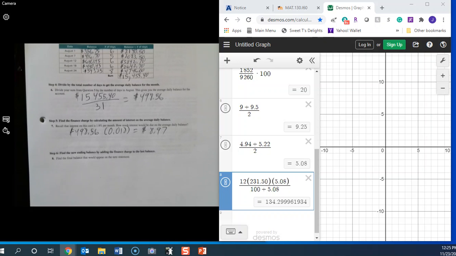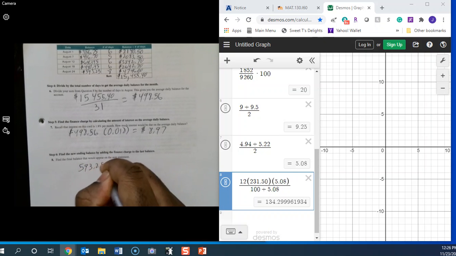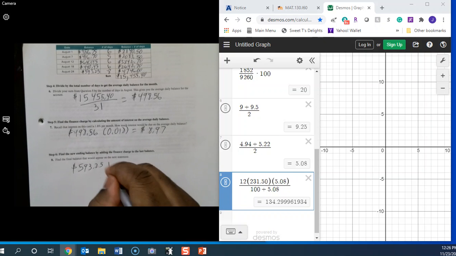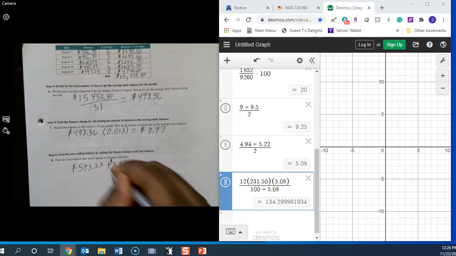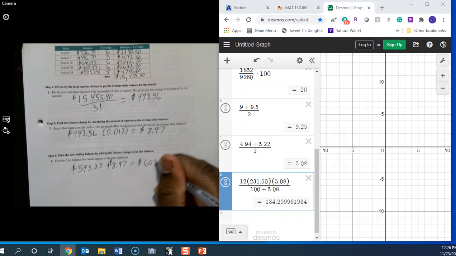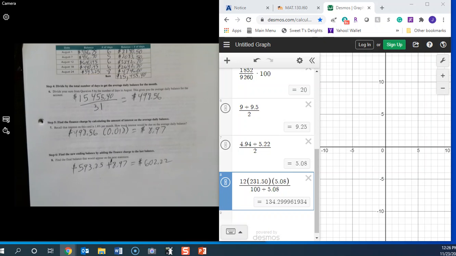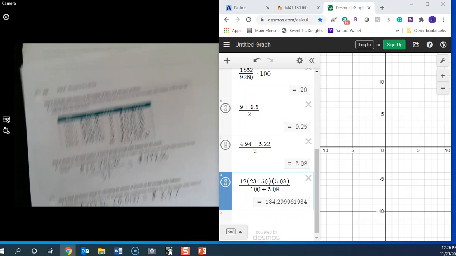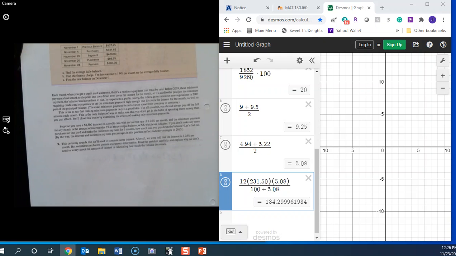Now step 6. Find the new ending balance by adding a finance charge to the last balance. Now, the last balance was this $593.25. So we had to add that finance charge to it, the $8.97, which would give us $602.22. Yeah, it's a few steps here, but I would think that when you go back to look at it, I think you should be fine.